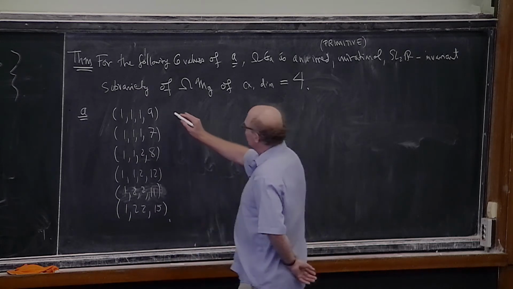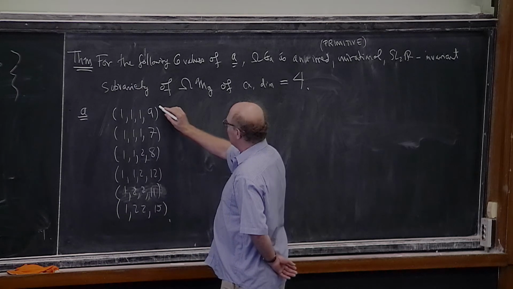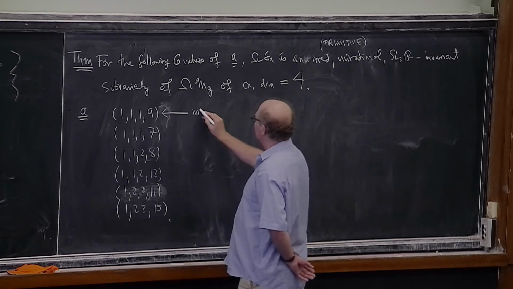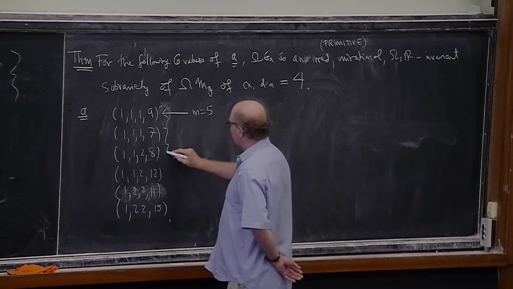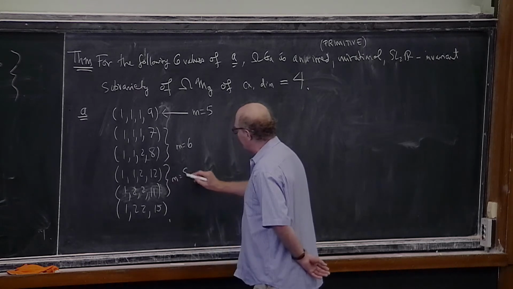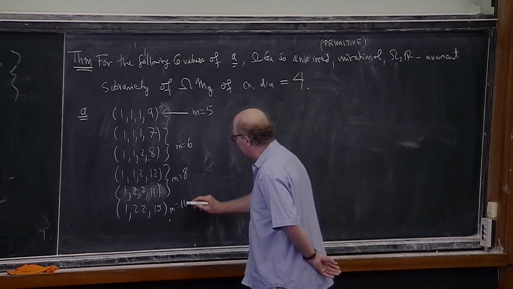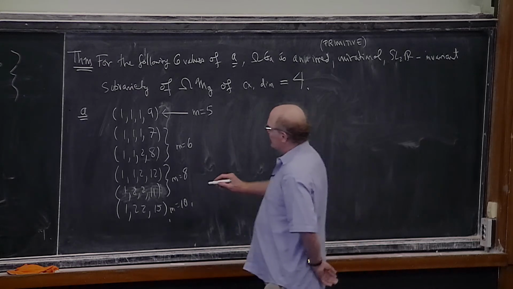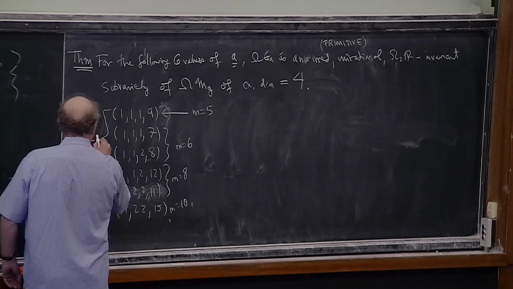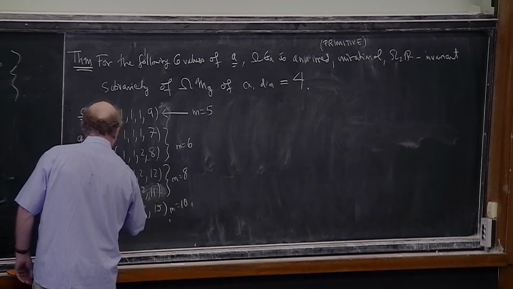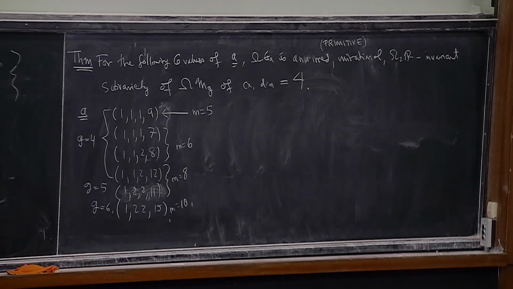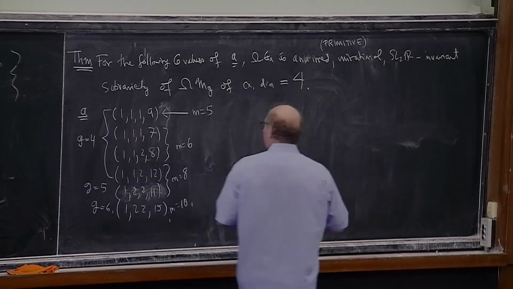So in brief, these 3 examples here, well, this example is very special. This corresponds to m equals 5. These 2 examples correspond to m equals 6. These correspond to m equals 8, and this corresponds to m equals 10. And the first 4 examples have genus 4. This has genus 5, and the last one has genus 6. Okay, so that's the first theorem.